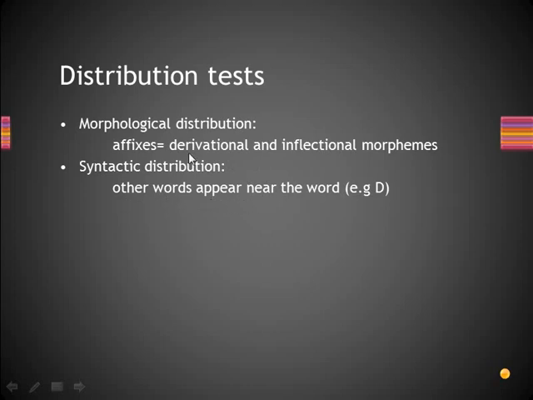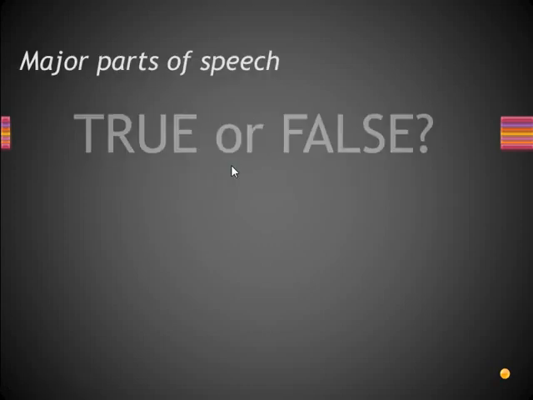Jadi untuk morphological distribution itu lebih pada adanya imbuhan. Jadi imbuhan baik itu yang derivatif ataupun yang inflection. Yang derivatif itu lebih pada imbuhan yang biasanya merubah jenis kata. Kalau inflection itu imbuhan yang biasanya terkait dengan grammar. Kalau syntactic distribution itu lebih pada posisinya, atau kita mengaitkan kata yang ingin kita ketahui jenisnya dengan kata lain yang ada di sekitarnya.